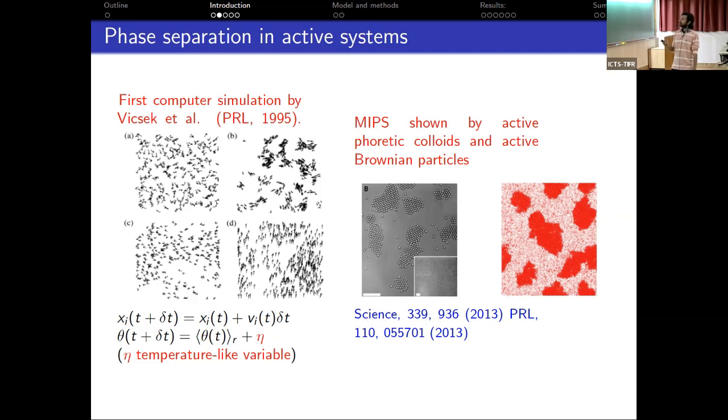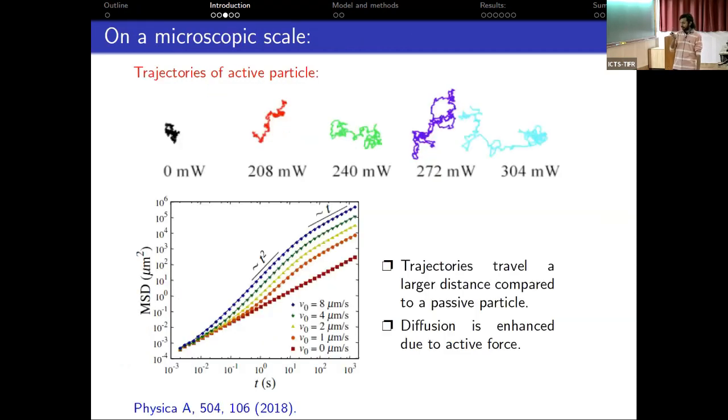This collective phenomenon is something you can see macroscopically, but on a microscopic scale, if you look at the trajectories of active particles, depending upon the strength of the activity, the trajectories go from Brownian motion to a trajectory where the particle evolves more rapidly, or explores more phase space in the system.